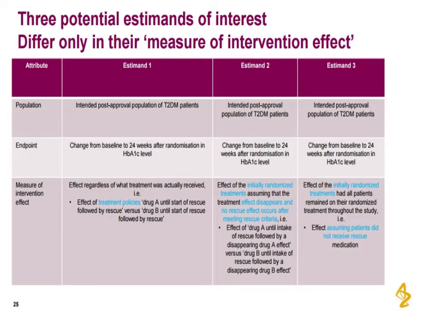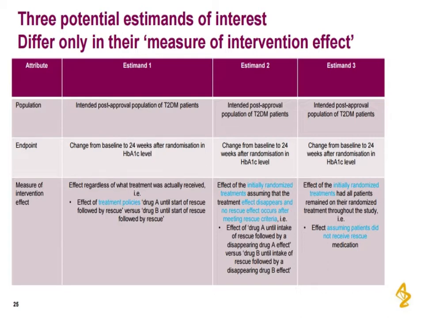Okay, so just a little bit of statistics, but not on this slide, so don't worry. The first one, it's nice and straightforward. I'm going to give you three Estimands in the diabetes space. All of them, the population's the same. It's the post-approval population of type 2 diabetics. Each of them, we're going to do the same thing, which is change from baseline to 24 weeks after randomization in their HbA1c level. So the endpoint's the same.